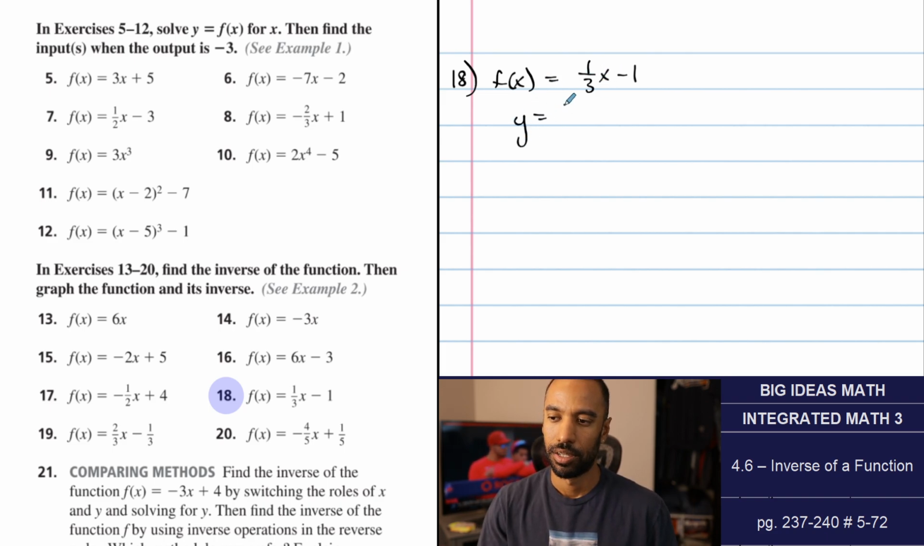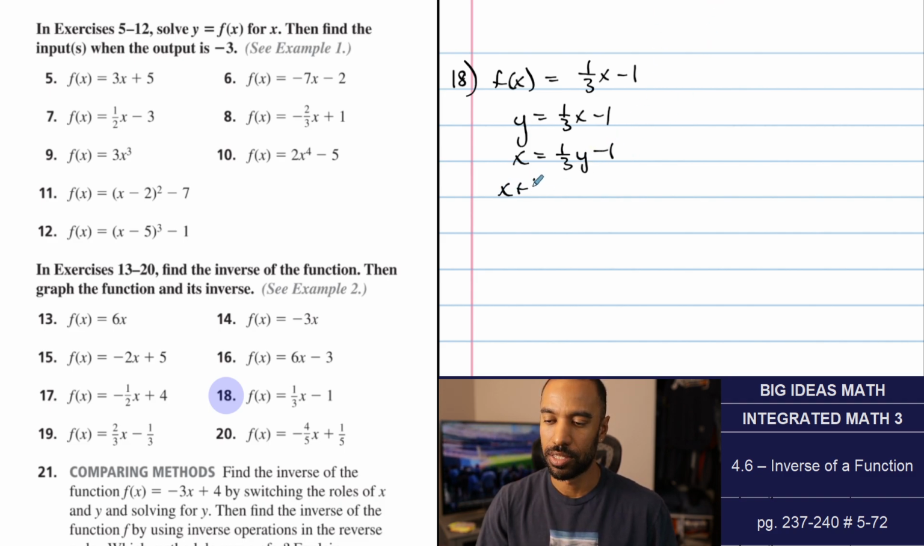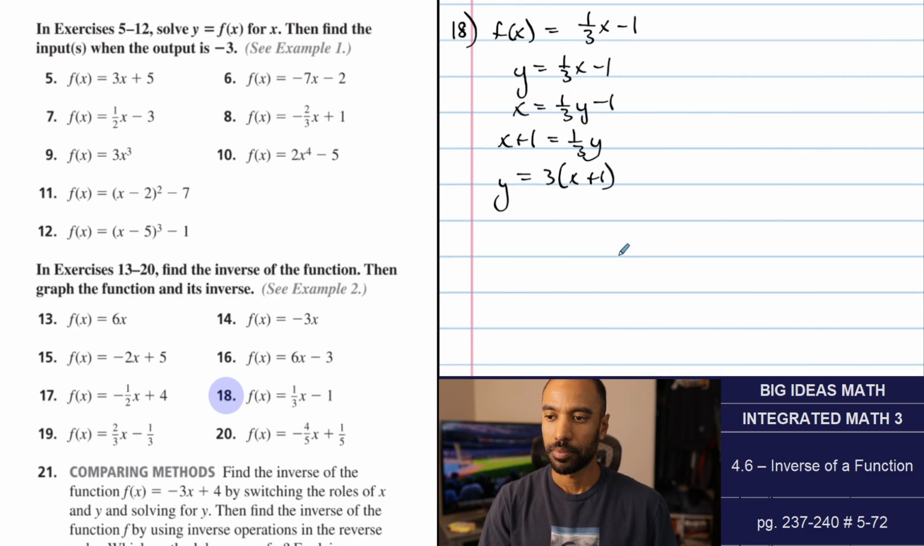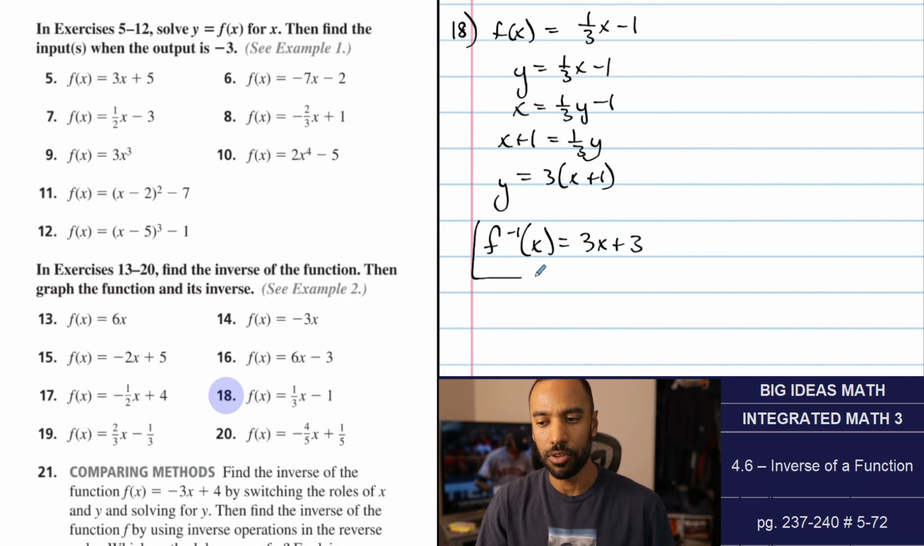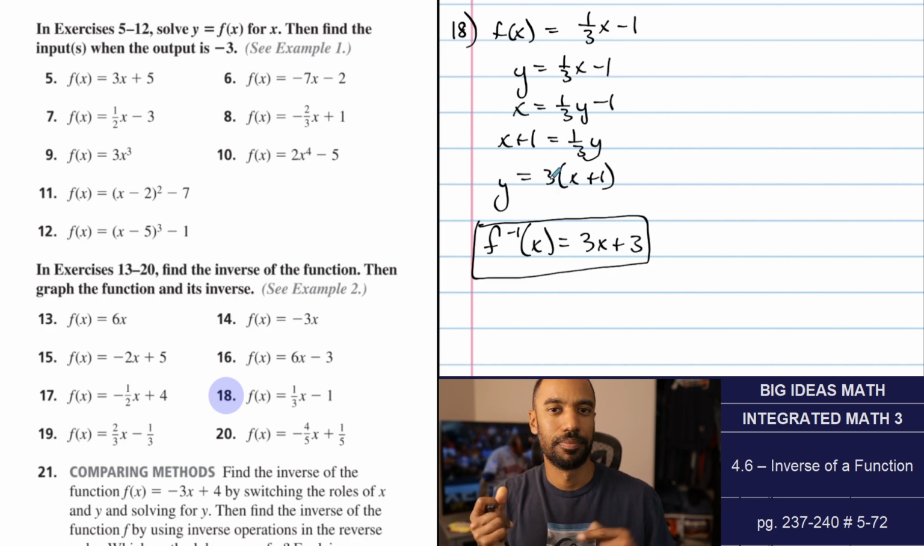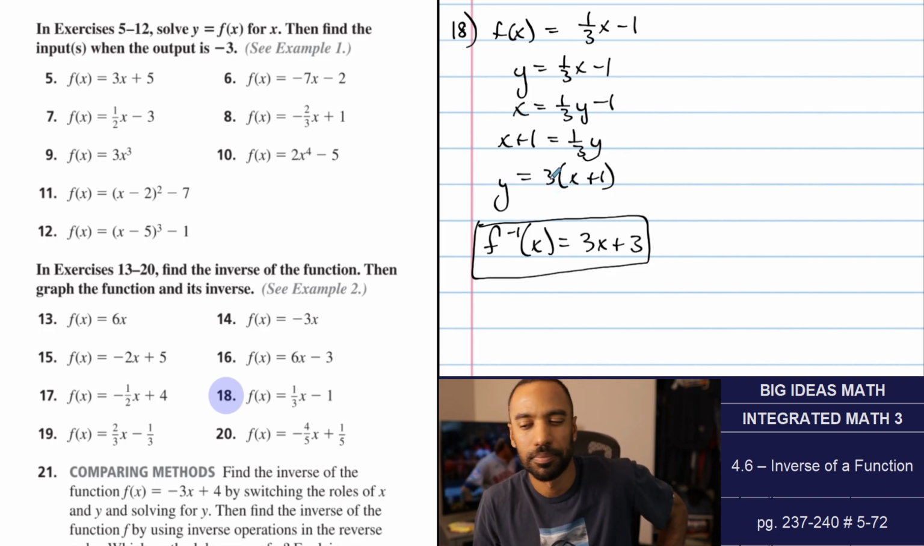Okay. For this question, add 1 to both sides, swap x and y. I swapped x, but there's another x there. Add 1 to both sides. And then multiply both sides by 3, you get 3 times x plus 1. When distributed and written in inverse notation, something that the book shied away from mentioning. The book didn't mention inverse notation, and it didn't mention composition of functions. I wonder why.